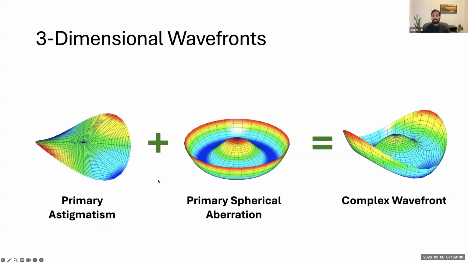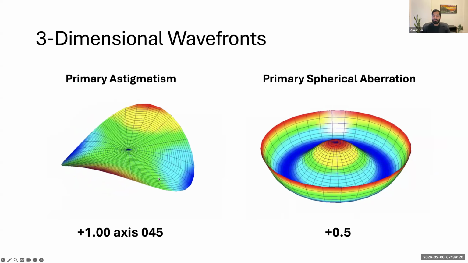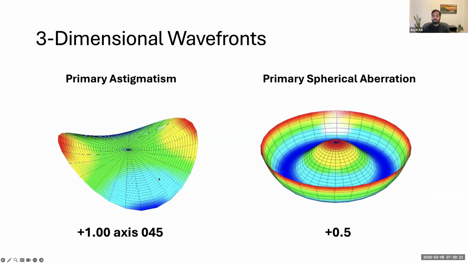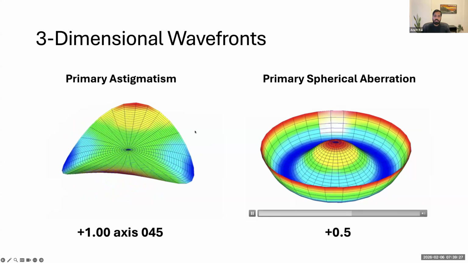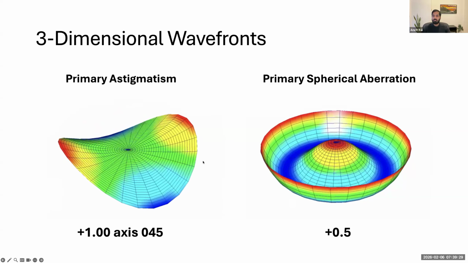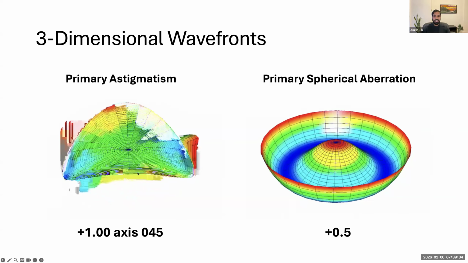Using these building blocks, we can add the various Zernike modes to create more complex shapes. You can see that this resultant wavefront, which is the sum of primary astigmatism and primary spherical aberration, has aspects of both of those individual components. Now, some of these Zernike modes are rotationally symmetric. On the right, you can see how spherical aberration looks identical no matter how you spin it. So it can be represented by a single number, like plus 0.5, whereas modes like astigmatism need a magnitude and an axis.